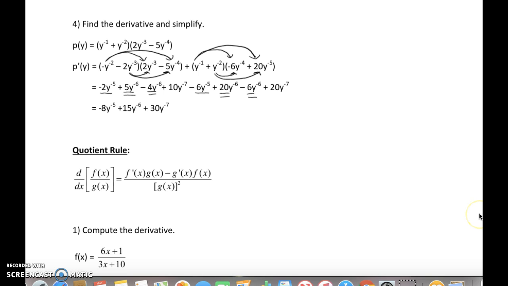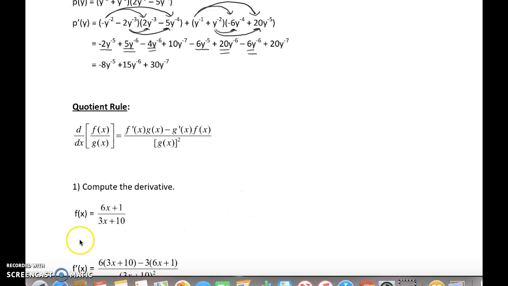So remember, the quotient rule is when we're taking the derivative of two functions divided by each other. We have the derivative of f of x times g of x minus the derivative of g of x times f of x, over g of x squared. So we have 6x plus 1 as our f of x, and 3x plus 10 as our g of x.